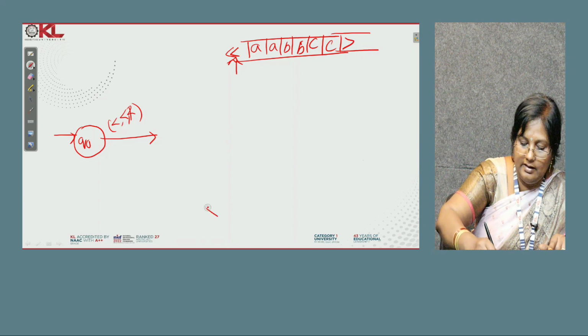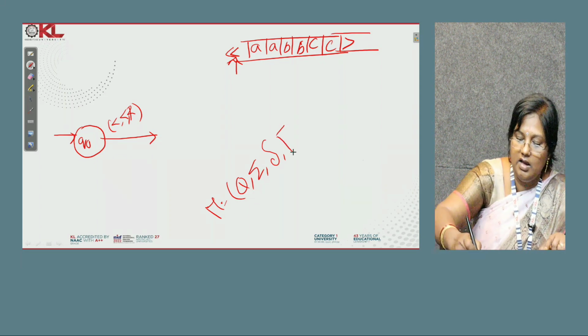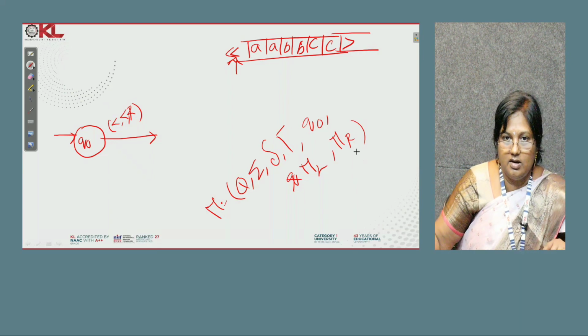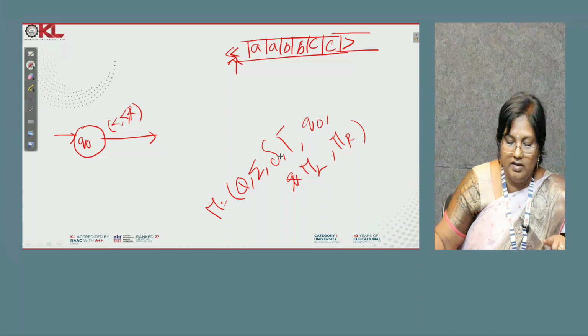Here I am writing M is equal to Q, sigma, and then delta. Tau is the tape symbol. Q naught is the initial state, and then the left-hand marker and the right-hand marker. Delta is the transition function. Sigma is called the input symbol, and Q is the set of states. So these are all the different tuples that we have in the M.